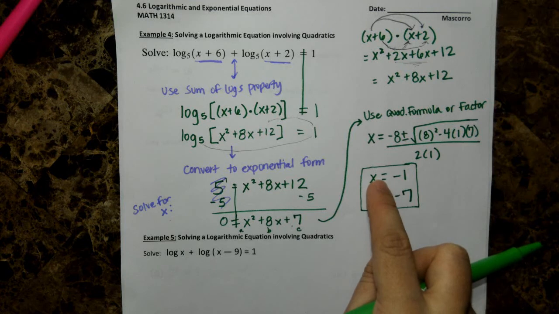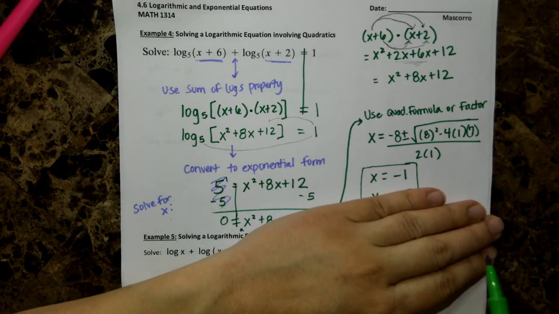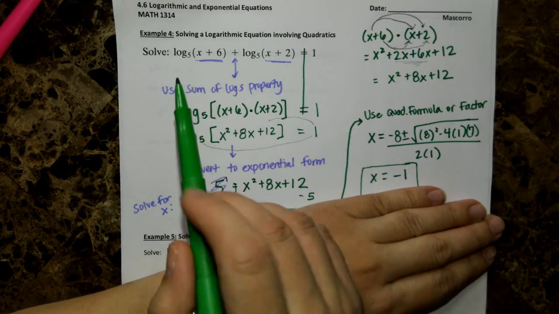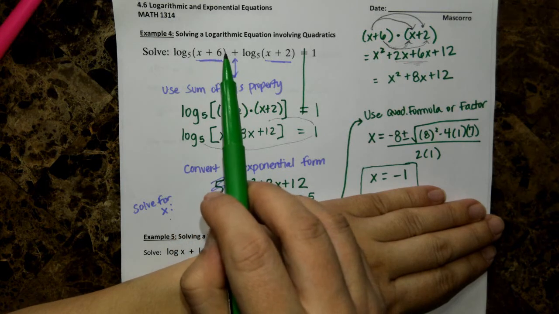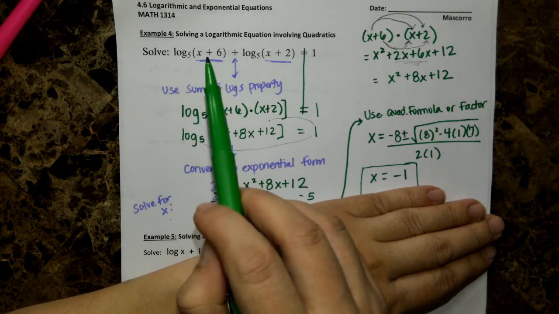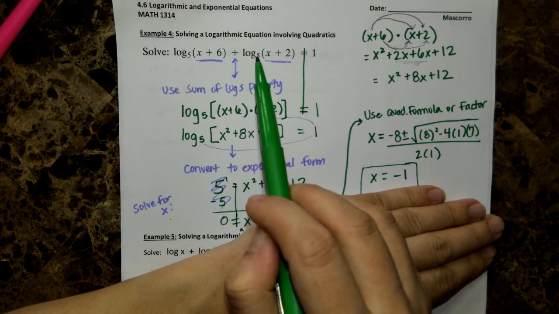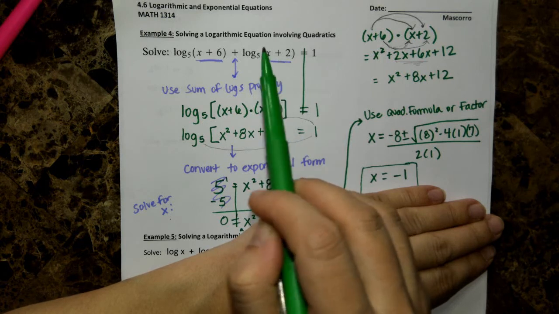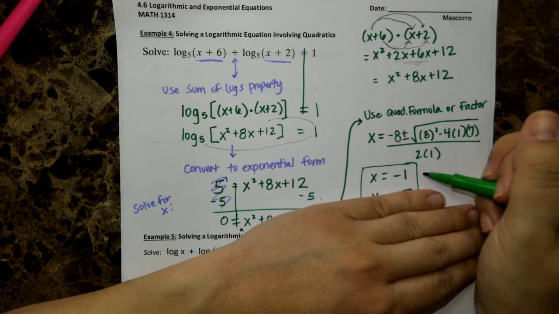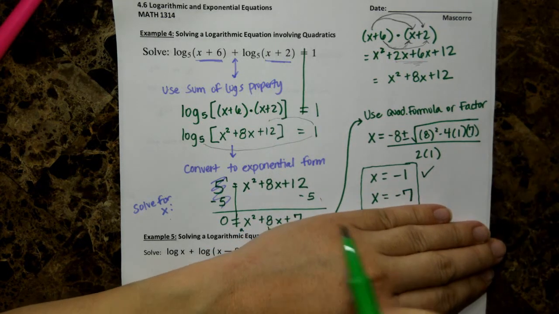So if I plug in negative 1 for x, we would get log base 5 of negative 1 plus 6, which is just positive 5, so that would be okay, plus log base 5 of negative 1 plus 2, which is positive 1, so you still get a positive answer. So that would be okay, so that would just check that off.